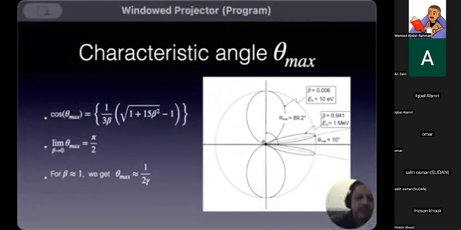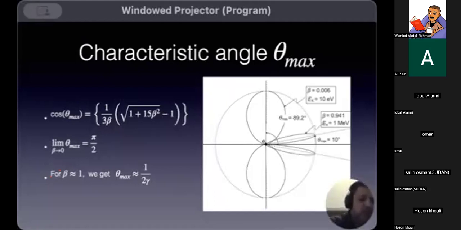So this is for the first part. That's one. Now, how about when the electron, or the charged particle, has a velocity that approaches the speed of light? So beta is very close to 1. Where is this characteristic angle going to be? It is roughly approximated by 1/2 gamma.